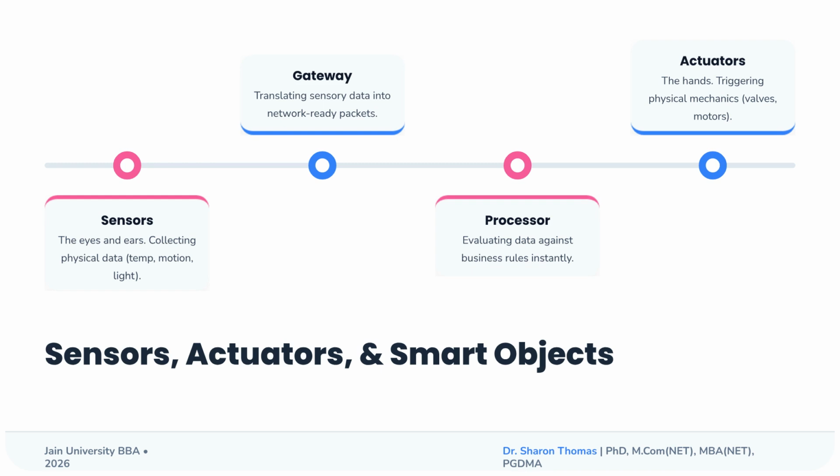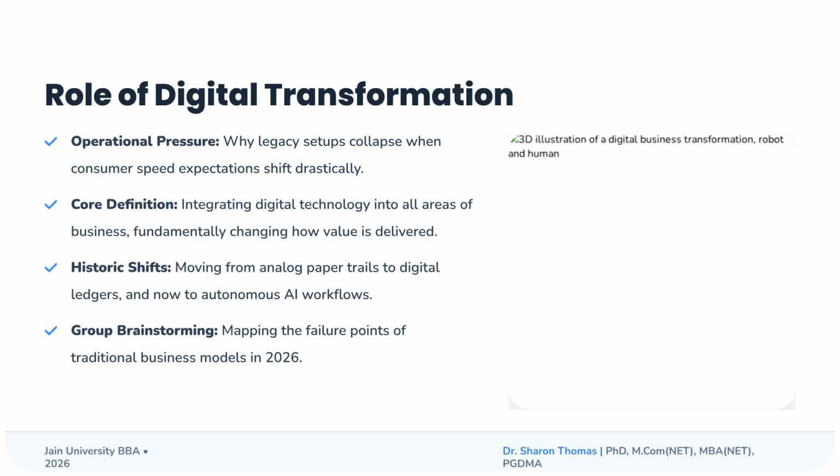Smart objects function through a flow. Sensors collect data, gateways translate it, processors evaluate it, and actuators trigger the necessary physical actions. Digital transformation is essential because legacy setups often fail to meet modern speed expectations. It fundamentally changes how businesses deliver value.